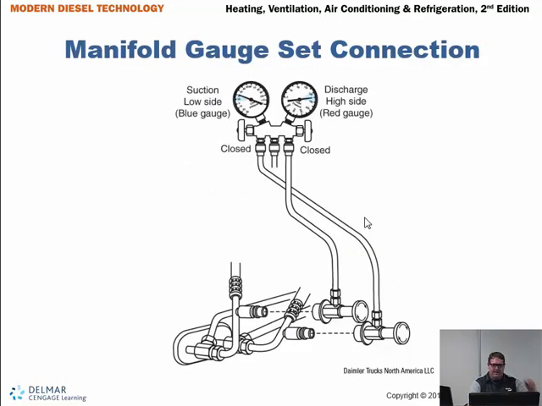All right, here's our manifold gauge set. We've talked about this. We've probably done it in class by now. And you're hooking this up high side, low side. Blue gauge is the low, red is the high side, and we're going to go ahead and hook these up. And then obviously, be careful because the lines can be fragile. You don't want to break the lines. You also don't want to have any kind of frost burns from not wearing gloves. So make sure you're wearing the proper PPE for this.